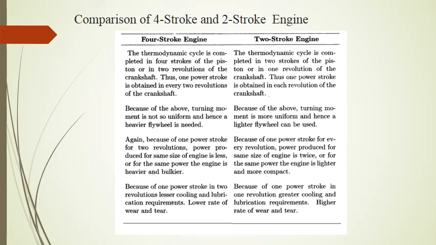For two-stroke engine, because of 1 power stroke for every revolution, power produced for the same size of the engine is twice, or for the same power the engine is lighter and more compact. Because of 1 power stroke in 2 revolutions, lesser cooling and lubrication requirement is there. So rate of wear and tear is lower. In the case of two-stroke engine, because of 1 power stroke in every revolution, the cooling requirement and lubrication requirement is higher. So higher rate of wear and tear is there.